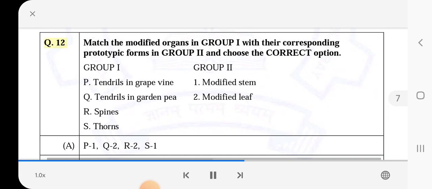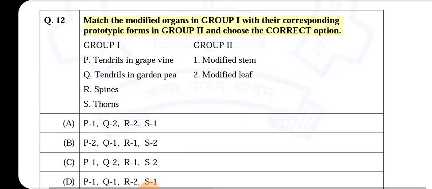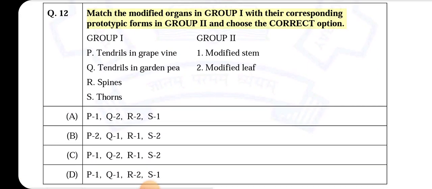Q.12 Match the modified organs in Group I with their corresponding prototypic forms in Group II and choose the correct option. Group I, Group II. P. Tendrils in grapevine, 1. Modified stem. Q. Tendrils in garden pea, 2. Modified leaf. R. Spines. S. Thorns.